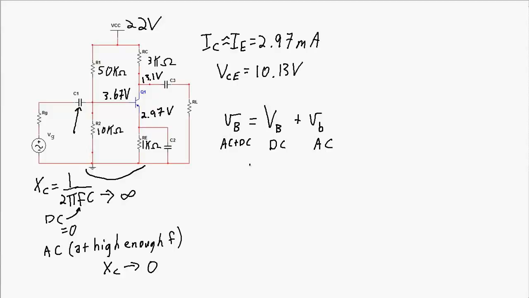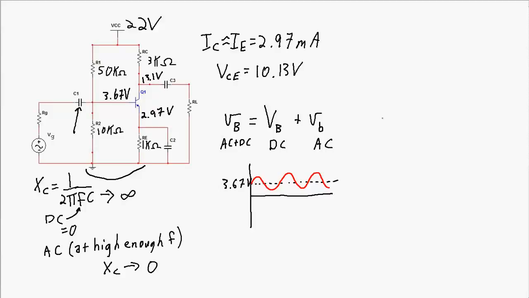And if we were to look at this on an oscilloscope, if this is our ground or 0 volt reference, the DC part of the signal is going to be at about 3.67 volts or so, and superimposed on top of that will be the AC portion of the signal. So the red is indicating the actual signal, and you'll just notice that it is offset by the DC value at the base.